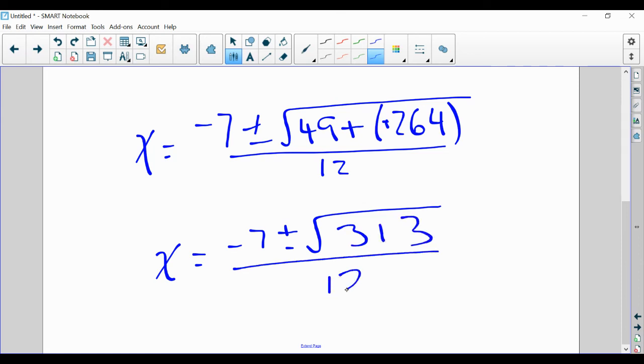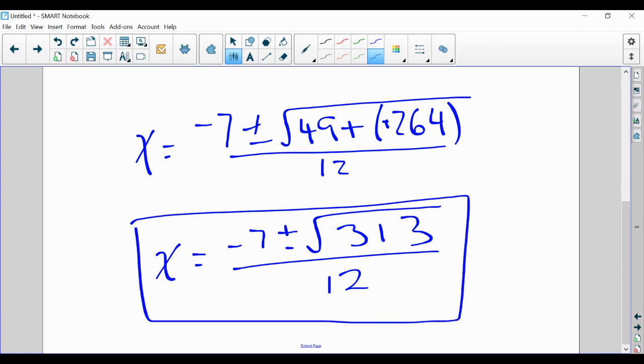I don't know if 313 is prime. I won't assume that it is. I certainly don't see any perfect square factors of it. So at this point, I'm going to say I cannot simplify the square root of 313. And my final answer is x is equal to negative 7 plus or minus the square root of 313 all over 12.